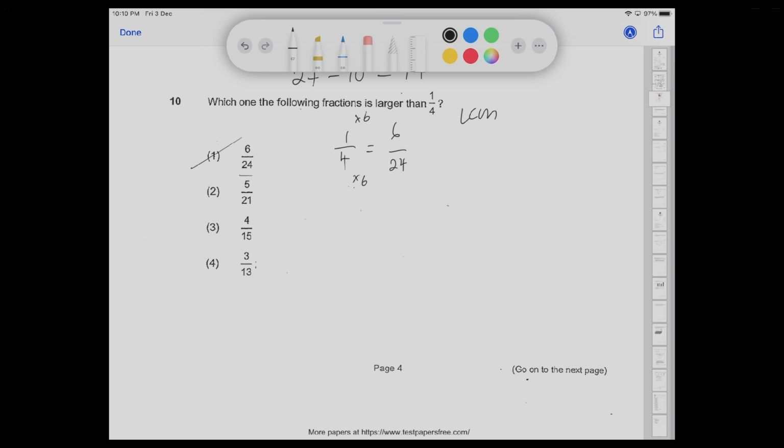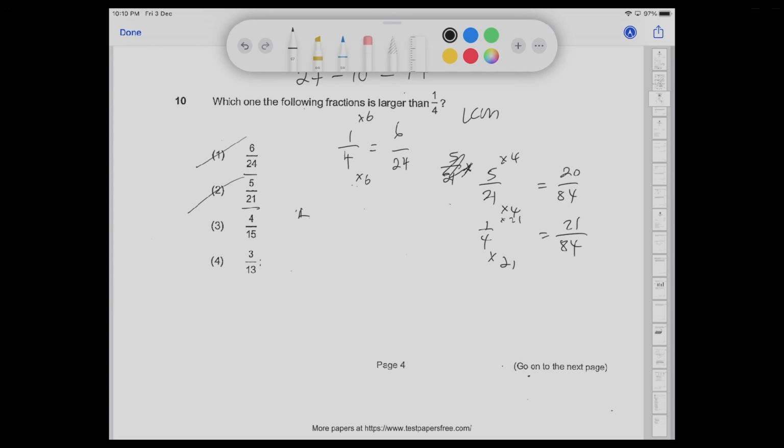Yeah, we just take 21 times 4, so 5 out of 21 times 4 on both sides, we get 20 out of 84. We take 1 out of 4 times 21 on both sides, 21 out of 84. So 21 out of 84 is larger than 20 out of 84, which is 5 out of 21. That's out. Okay, so now we have 4 out of 15.